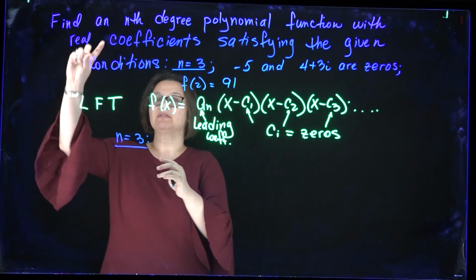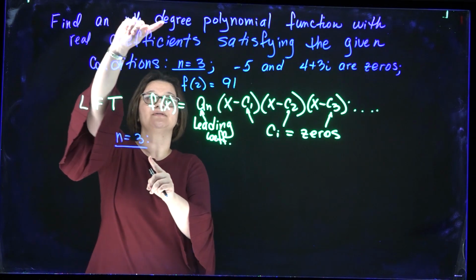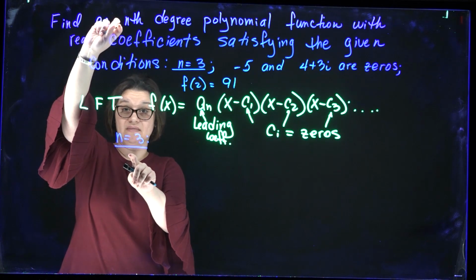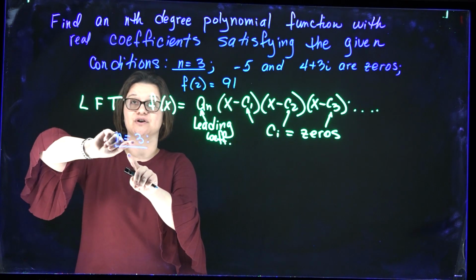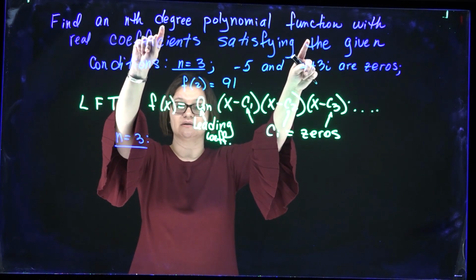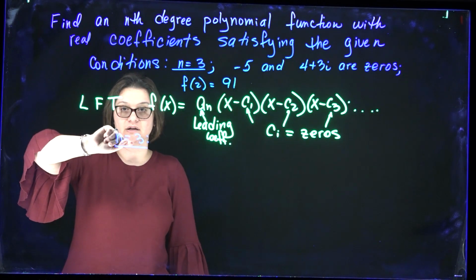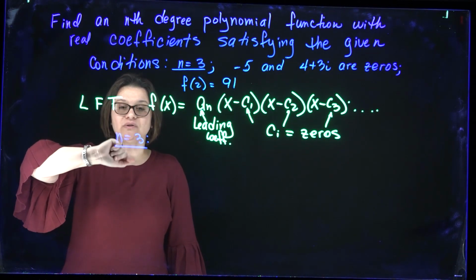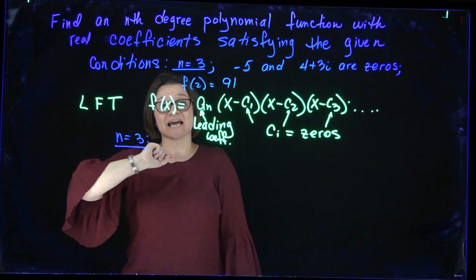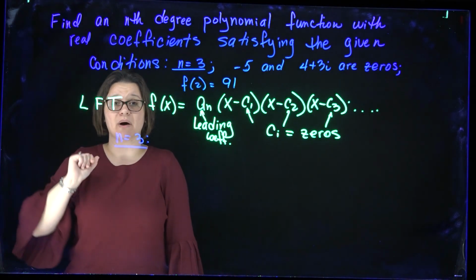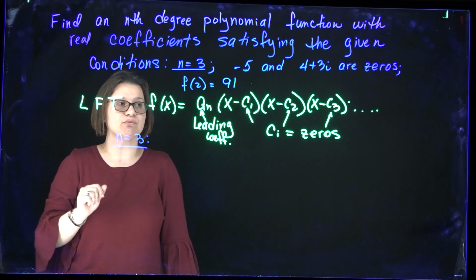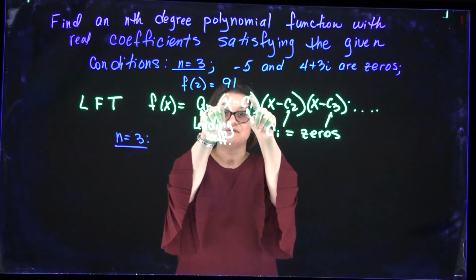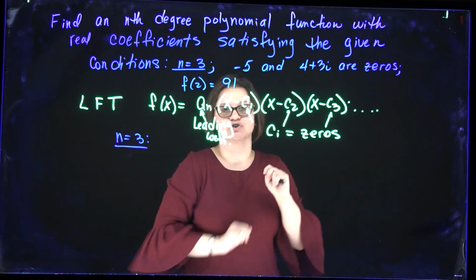Now notice, it leads to the problem: find an nth degree polynomial function. You see this n right here? So in this problem, we're finding a third degree polynomial function. That means the highest power of your polynomial function will be a 3. You will be creating a cubic function. Not only does n equals 3 tell us that we're looking for a third degree polynomial function, it also tells you how many of these C's you need, and how many of these sets of parentheses, how many factors you will create.